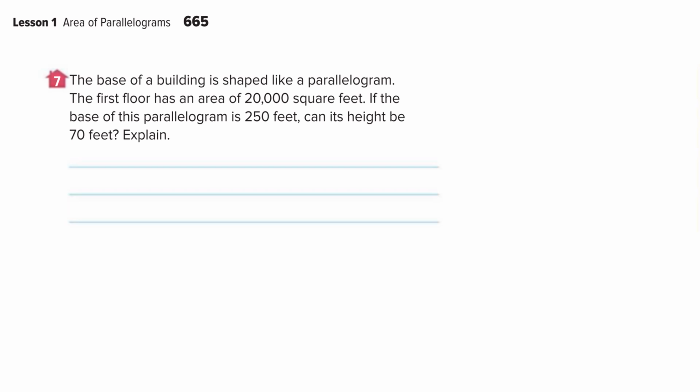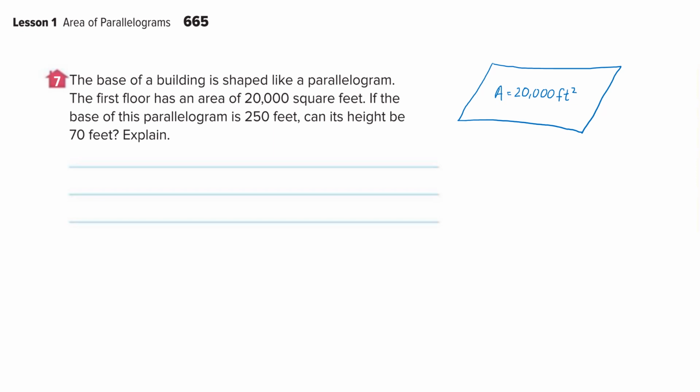The first thing we're going to do is draw a floor plan. So we're going to draw a parallelogram. So this would be the first floor. That's a rough drawing of a parallelogram. So the area will be 20,000 feet squared.